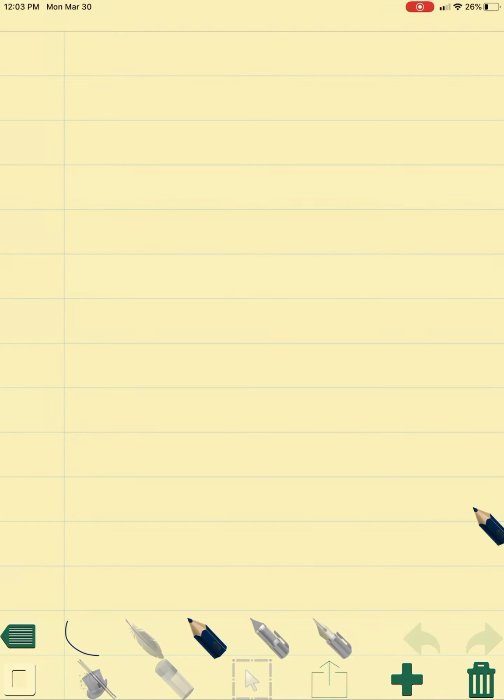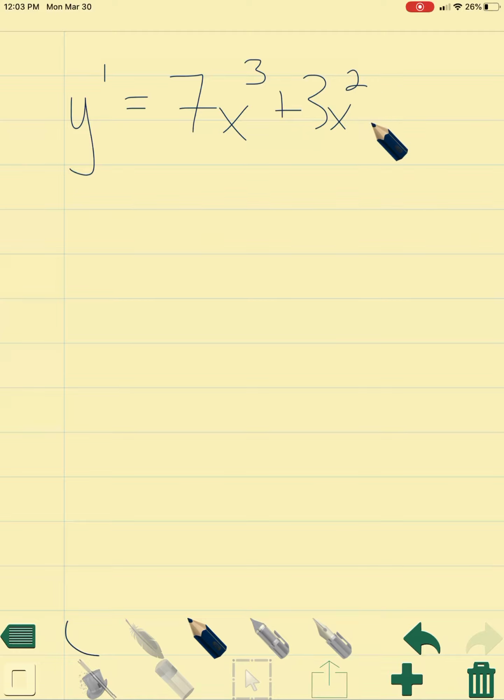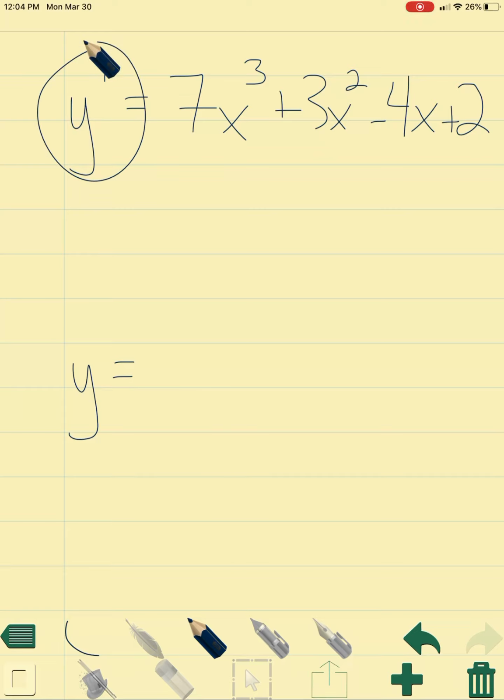Okay, looking at the next one, if we were given y prime, in this case y prime is equal to 7x to the third plus 3x squared minus 4x plus 2. If we look at this equation, I want to find out, what is y equal to? If I'm given what y prime is, how can I possibly find out what y is equal to?